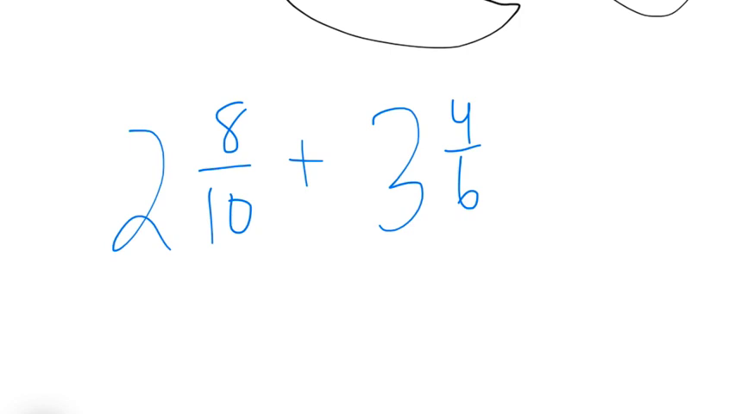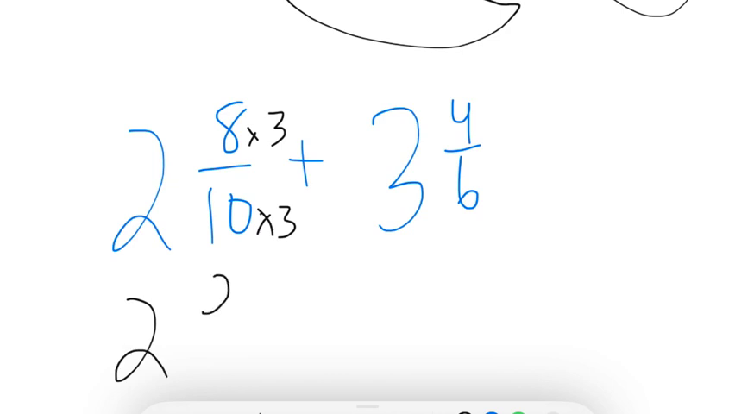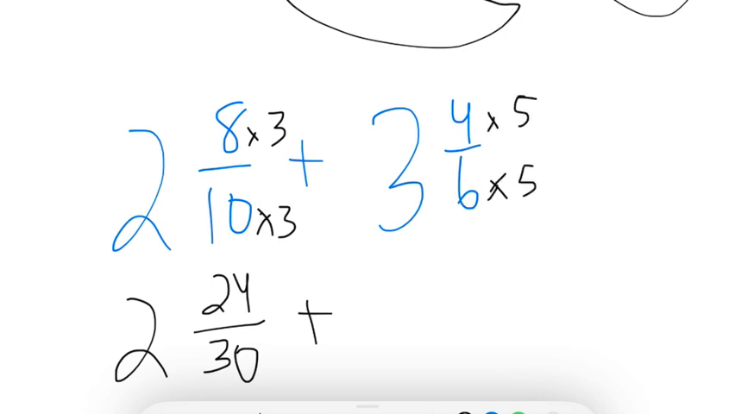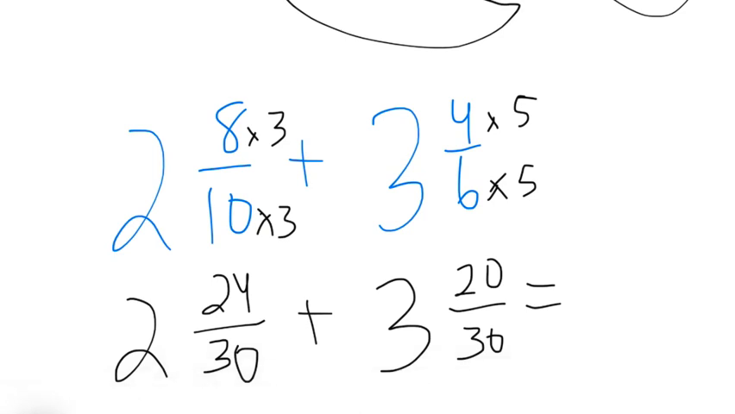How can I? Well, 10 and 6 both land on 30. So I'm going to go 10 times 3 and 8 times 3. And underneath that, I'm going to rewrite this as 2 and 24/30 plus, so 6 times 5 and 4 times 5, because remember, whatever I do to the bottom, I do to my top. So 3 and 20/30ths. So now can I? Yes, because my denominators are the same. So 24 plus 20 is going to give me 44. Denominators don't change, and 2 plus 3 is 5.